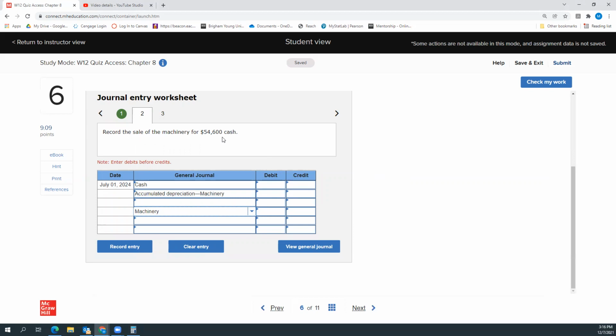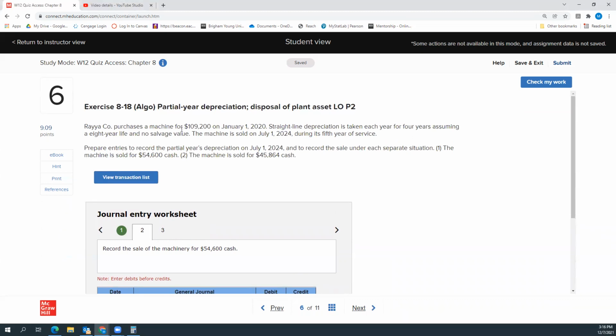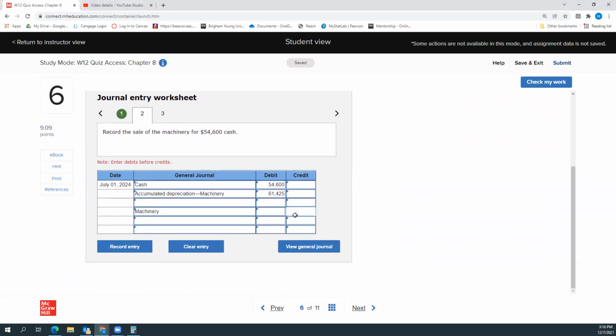So again, we know we sold it for 54,600. Our cash will increase by 54,600. We know we have to get rid of the entire accumulated depreciation account. So we figured out just a minute ago that at the time of sale, our accumulated depreciation account had a credit balance of 61,425. So we're going to debit that account, 61,425. And we know that the machinery, the asset account, is going to have a debit balance of 109,200. That's what we paid for it. So we're going to credit that 109,200.